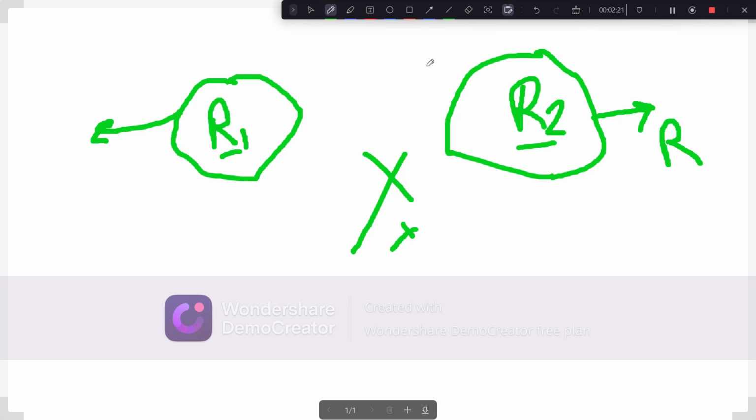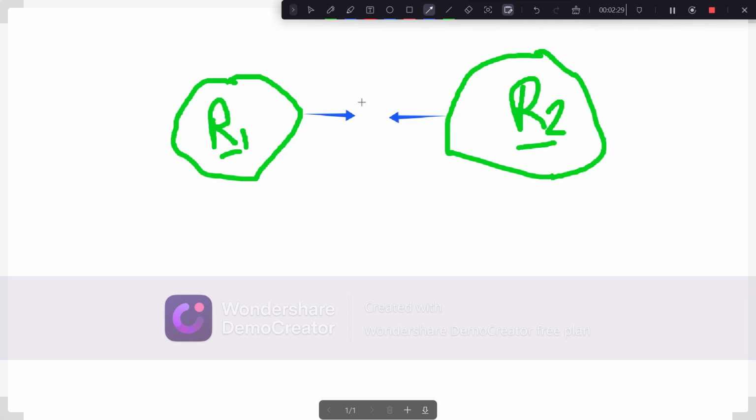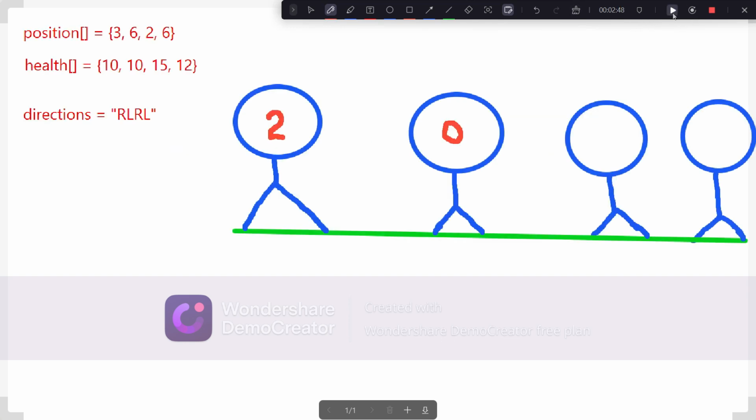The collision would be possible only when they have opposite directions but are heading towards the same point. See here, they are in opposite directions. The first one is on the right side, this one on the left side, but they are heading towards the same point. So in this way they will collide. Keep in mind that collision takes place only when they are pointing in opposite directions towards the same point, like this point. Okay, so we will proceed ahead with our question.